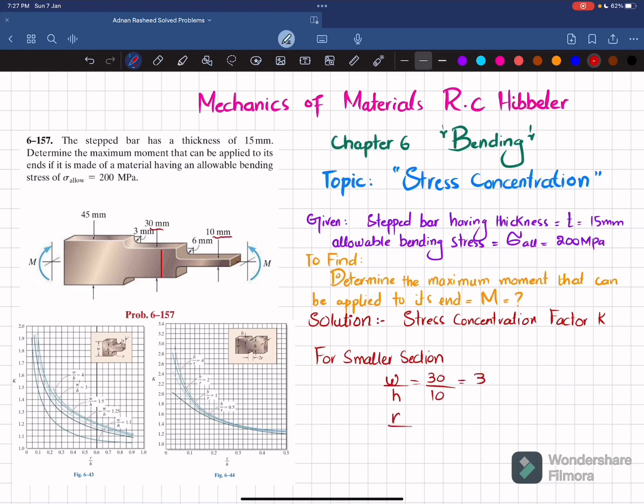And what about R by H? So you can see here the fillet is 6 millimeter. So 6 divided by H, which is 10. So 6 by 10, and that will give you 0.6.